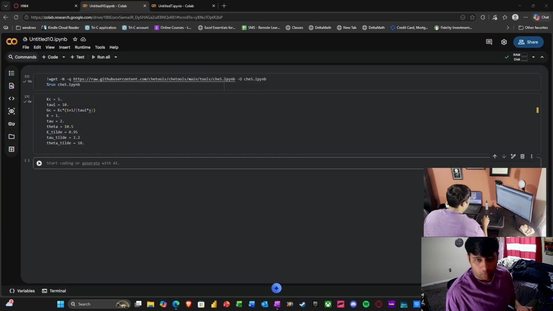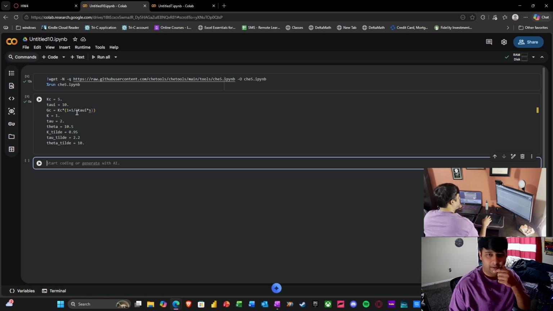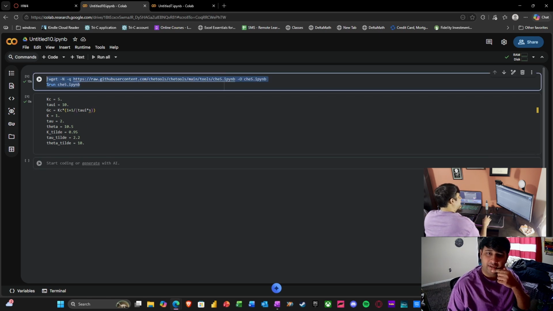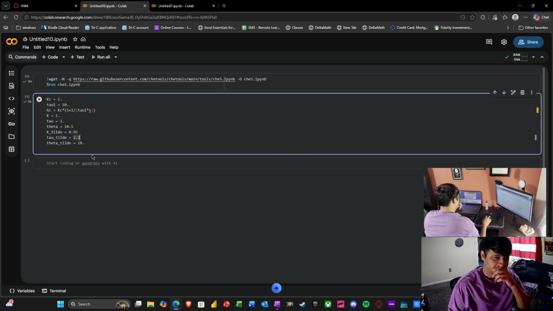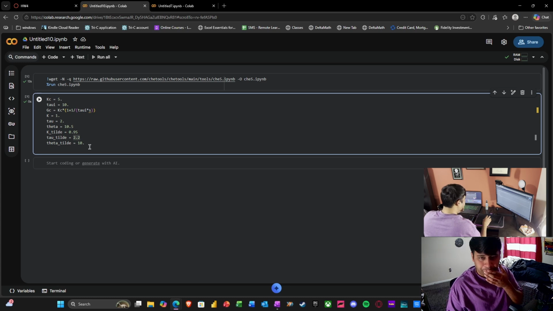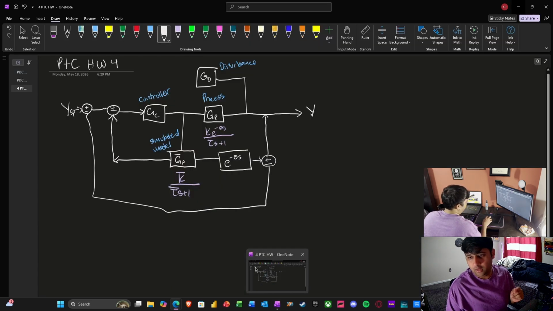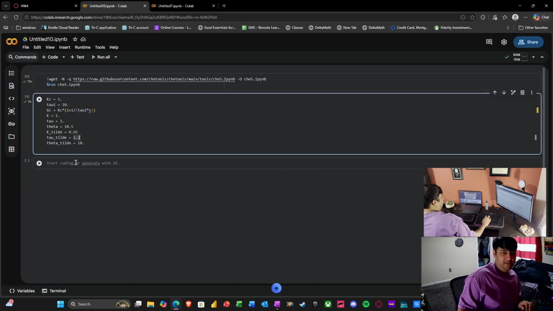Okay, for starting the second part, we've got our Colab set up. I already got the library set and all the values that we need to use. And this tilde is basically just our K bar, tau bar, and theta bar that we used in our equation here. So for the G bar P, that is going to be our GP tilde.